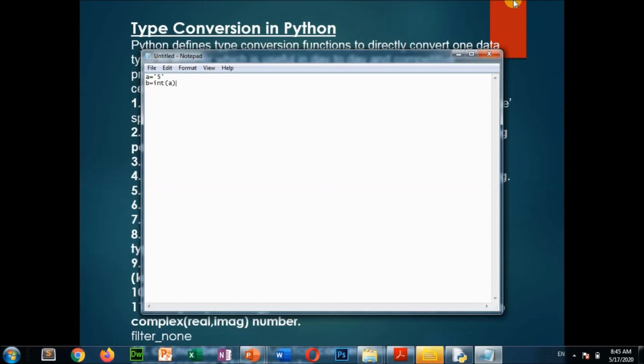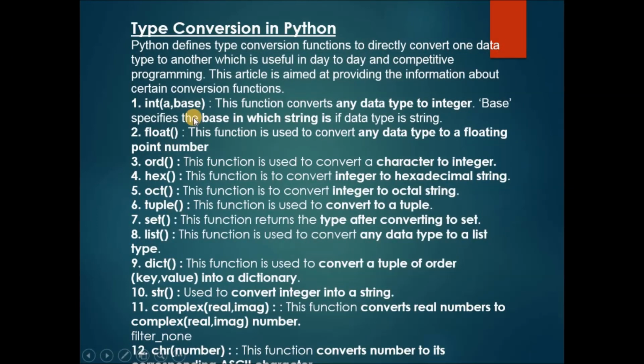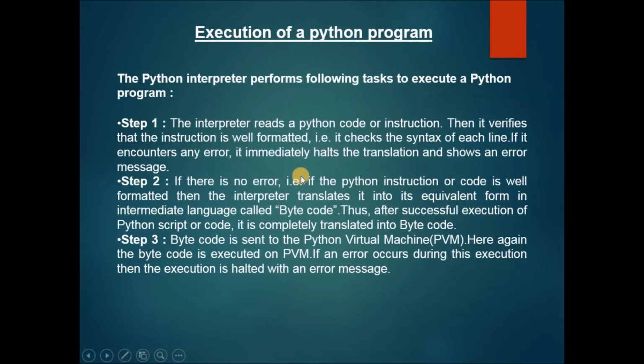So like that, different type conversion functions are there in Python. So these are the type conversion functions. Just see from this list. Where it is used, when practically going to do the programs, then only you will understand. So these are different types of type conversion functions in Python.